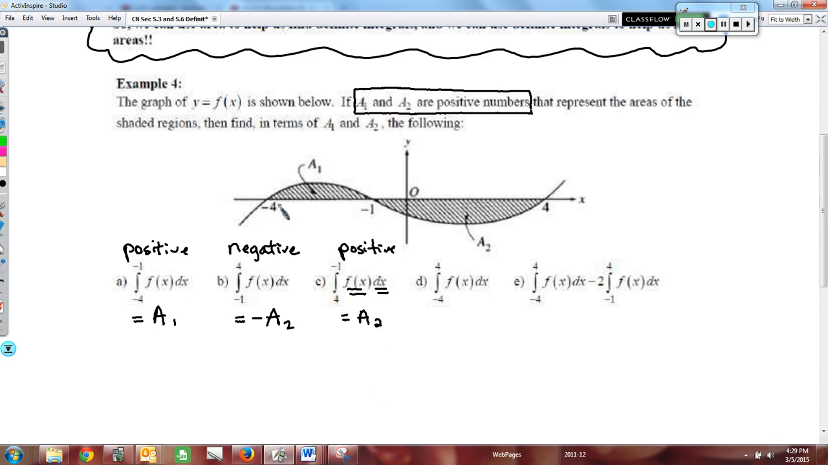Alright, now if I go -4 to 4, the first thing to recognize is that this is not total area. This is not going to be A1 plus A2, because it's not total area. This is our net area, or our accumulated area.